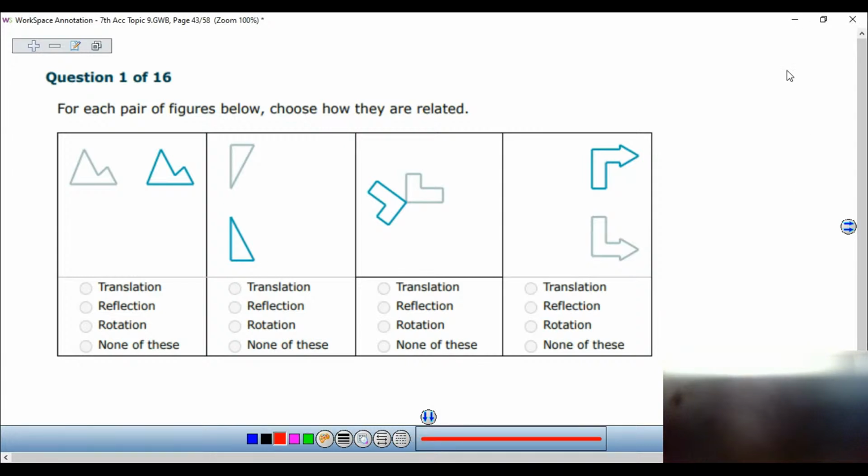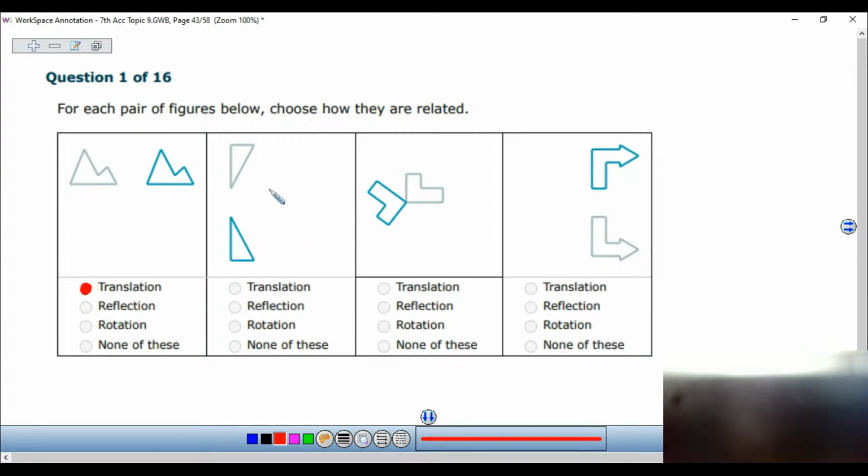All right, so we're looking at the first one here. We've got pairs of figures. We're trying to figure out how they are related. First things first, the first one looks like you just picked it up and moved it. That's going to be a translation. That's what a translation is. It moves it up, down, left, or right.